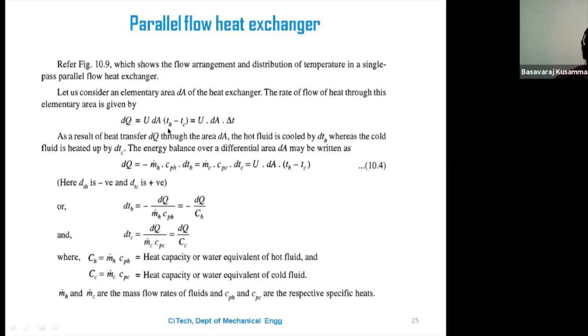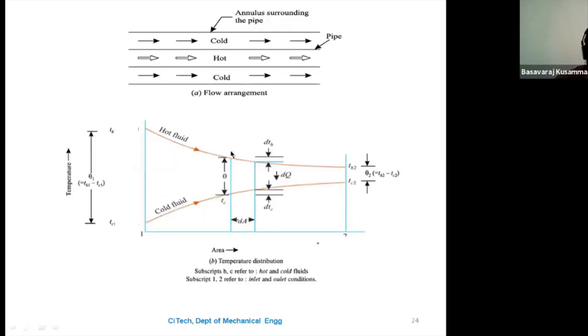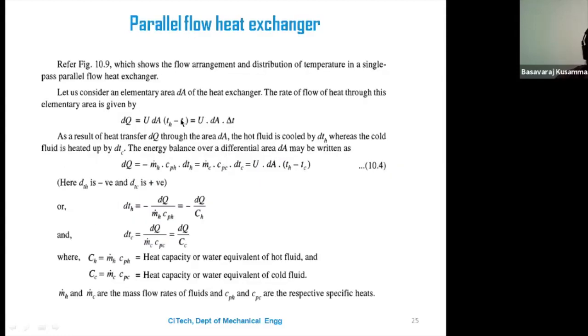TH is the mean temperature of the hot fluid, and TC is the mean temperature of the cold fluid here. This is equal to U into dA into delta T, where delta T is TH minus TC.